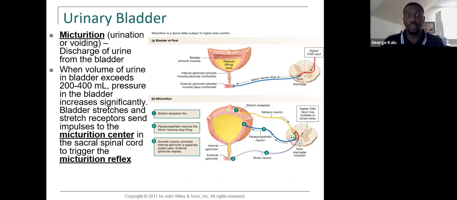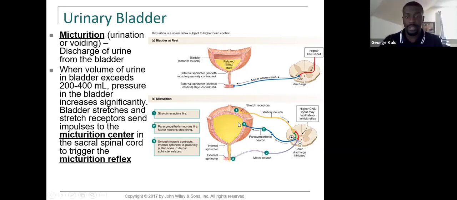Once the bladder fills with urine to about 200 to 400 milliliters, the pressure inside the bladder is going to increase dramatically. As it increases, that's going to cause some stretching inside the bladder, and that causes the stretch receptors inside the bladder's walls to fire and become activated. These stretch receptors send action potentials down to the micturition center inside the spinal cord, and that triggers the micturition reflex.